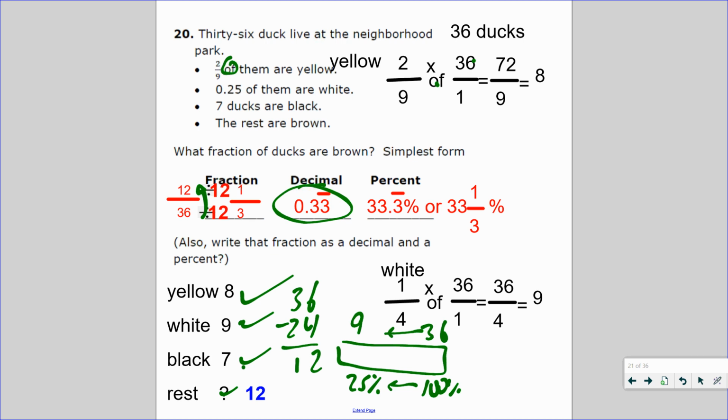So pretty much you have to know how to make a percent bar. And you have to know that a percent means anything out of 100. Can you do an up and down relationship or side to side relationship?